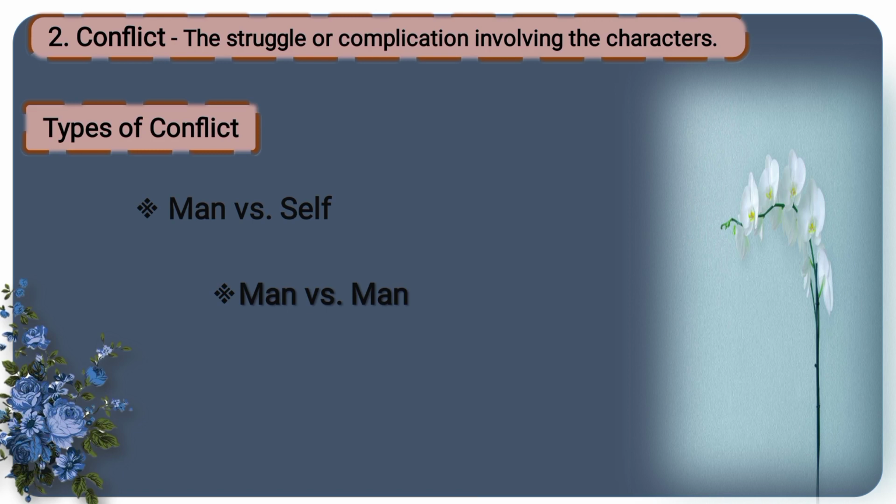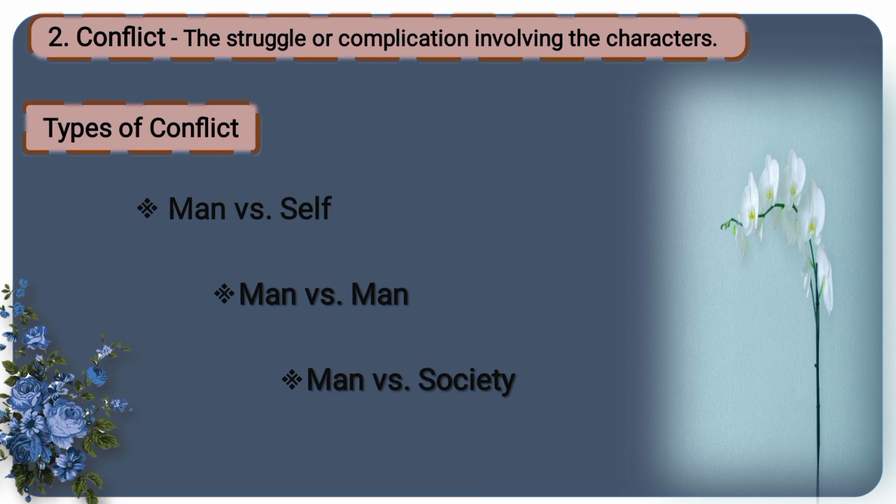Next is man versus society. Person against society happens when the protagonist is in conflict with the values of his or her society. Magsisimula ang man versus society kapag yung bida natin ay may ibang paniniwala doon sa particular society. So yun yung tinatawag natin na man versus society.